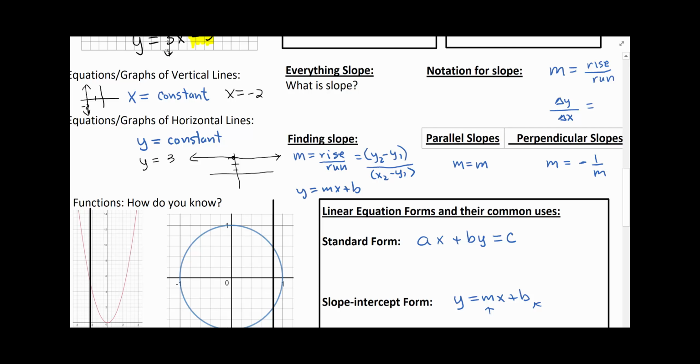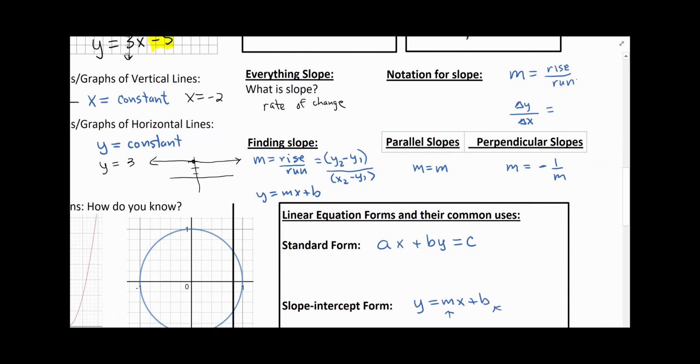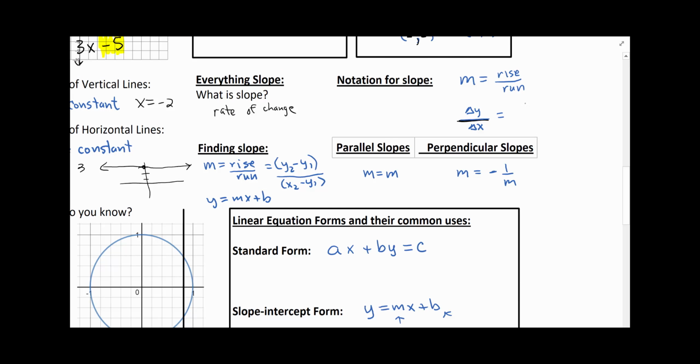Everything slope. What is slope? Well, slope is the rate of change. How fast or slow something is changing. Notation for slope, well, in probably 6th, 7th, 8th grade, you learned m is equal to rise over run. Another way to write that is the change in y's over the change in x's. And remember, that makes sense.